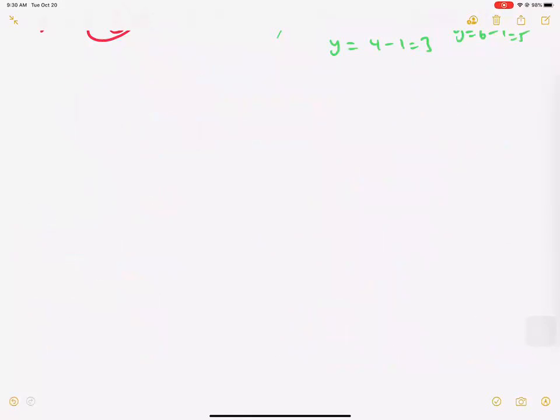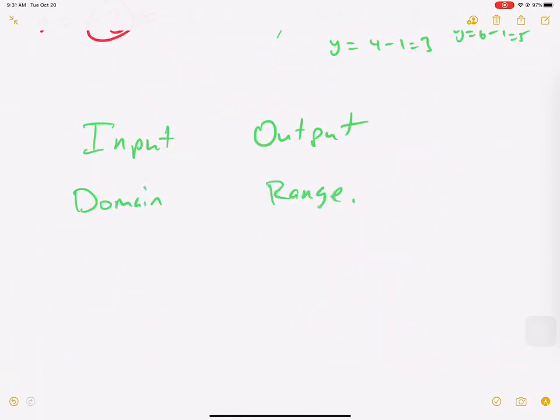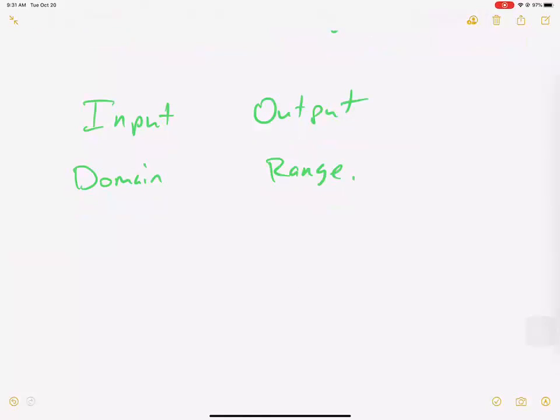And the idea here of input and output are going to be replaced with math words called domain and range. So think of these words in English. Domain is where you stand, and range is how far you can go. What's your range? This is another way of saying x's and y's, your inputs and outputs.